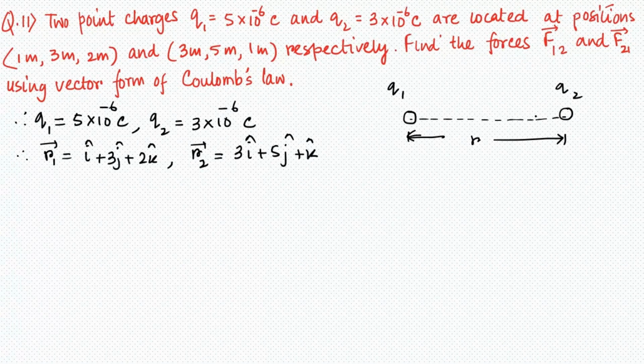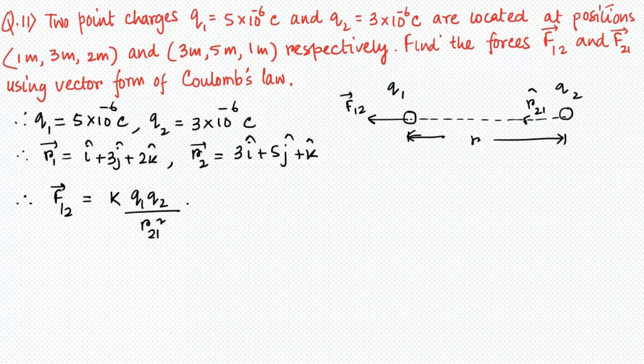Now both of these charges are positive charges, that means we can see the repulsion force between them. So the force on charge q1 due to q2 would be F12, and since this is a repulsion force, the direction of this force would be in this direction. Okay, and if we consider a unit vector along this direction, that means along q2 to q1, we can write this unit vector as r21 cap. That means from Coulomb's vector law, we can write F12 is equal to K q1 q2 by r21 square into r21 cap.